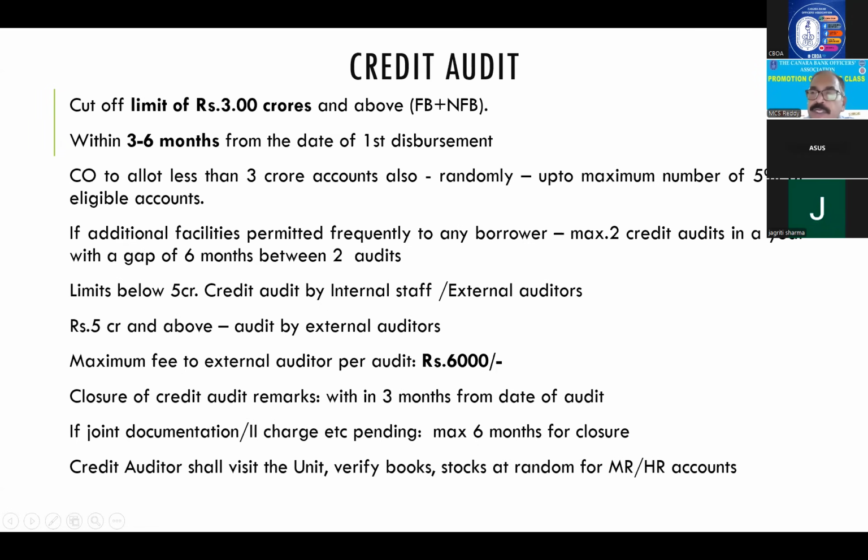Closure of credit audit remarks is normally within 3 months. Suppose there is joint documentation or a pari passu charge, some mortgage problem. In such a case, a maximum of 6 months time is given. So normally 3 months; if any second charge, joint documentation, etc., maximum 6 months. So what will the credit auditor do? They will visit the unit and verify the books and stocks at random for moderate risk and high risk accounts. So this is about credit audit.